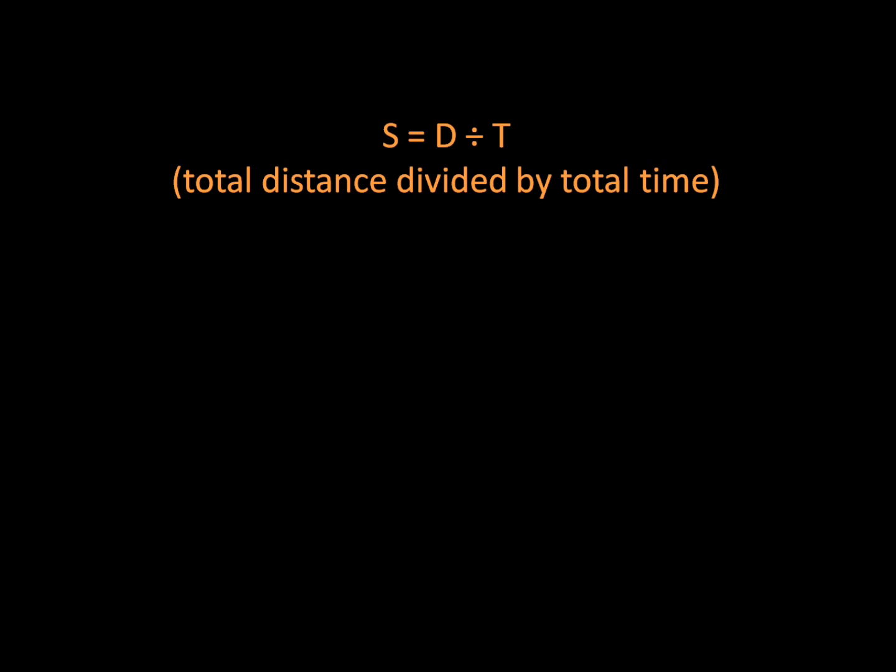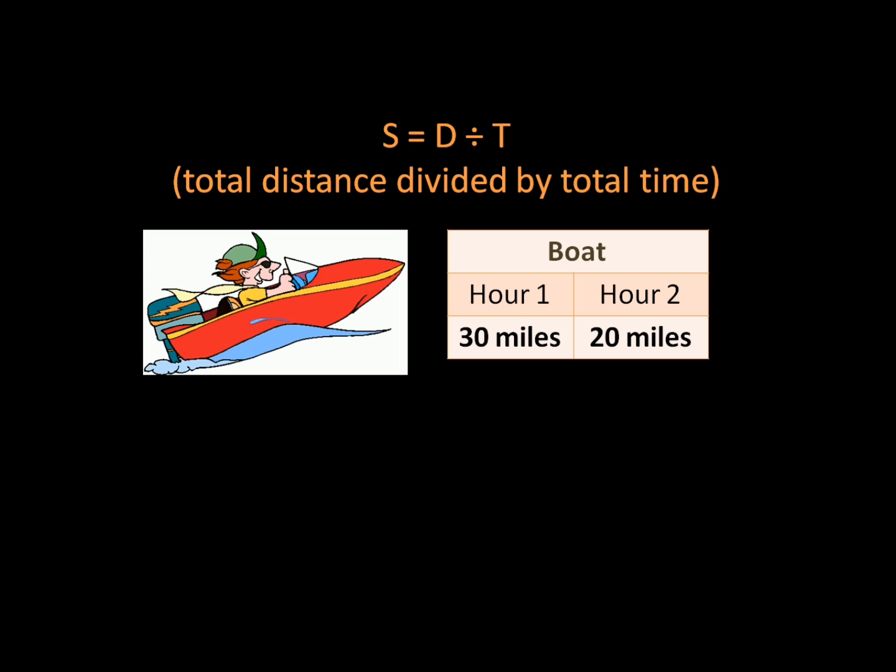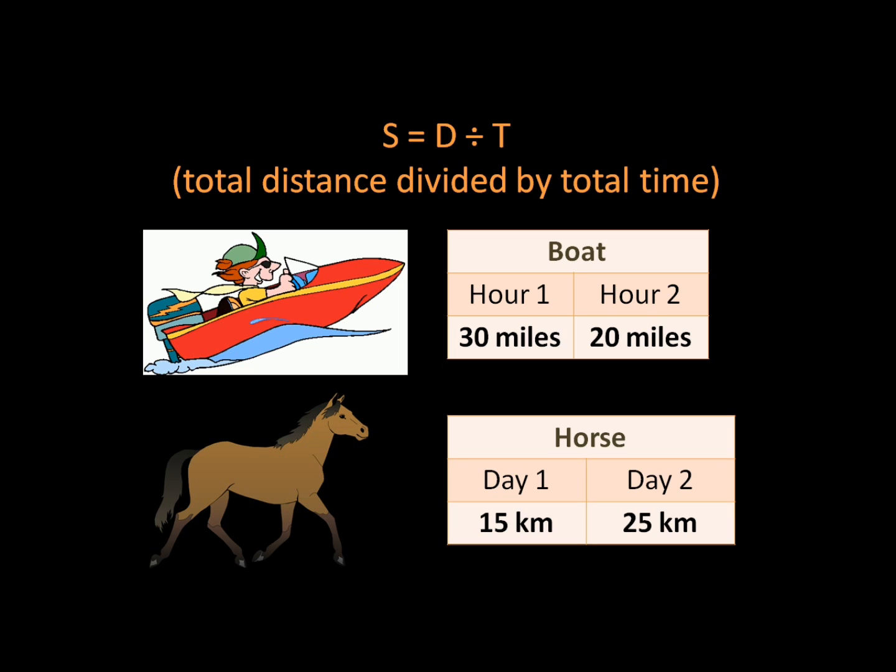Now you try. Work these two problems to find the average speed. A boat traveled 30 miles the first hour and 20 miles the second hour. What was the average speed of the boat? Problem 2. A horse walked 15 kilometers the first day and 25 kilometers the second day. What was the average speed of the horse?